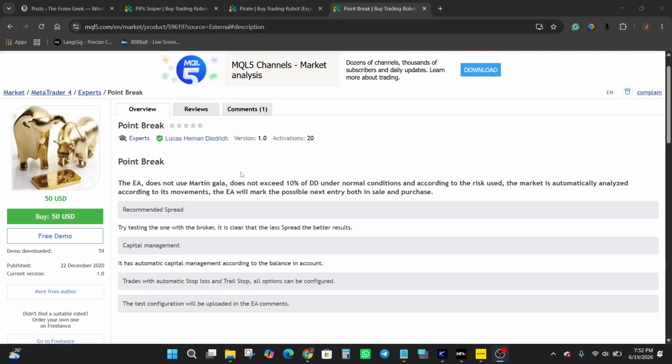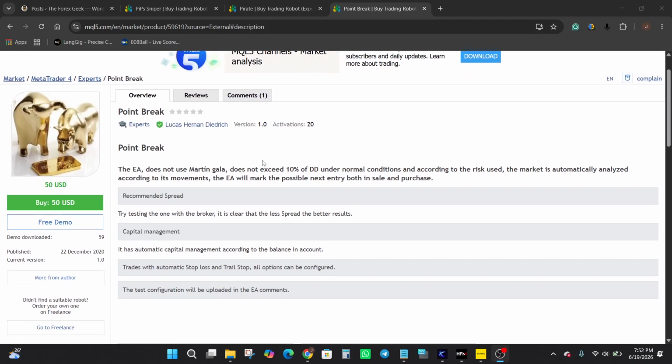Starting with the description, the developer highlights that the EA does not use a martingale approach. That is one of the first things mentioned on the page, and it's often a detail traders like to check when evaluating automated systems. The description also states that the EA automatically analyzes market movements and identifies potential future entry opportunities for both buy and sell positions.